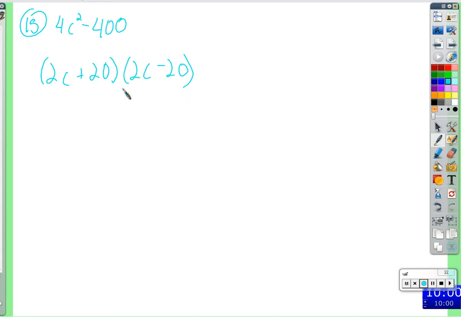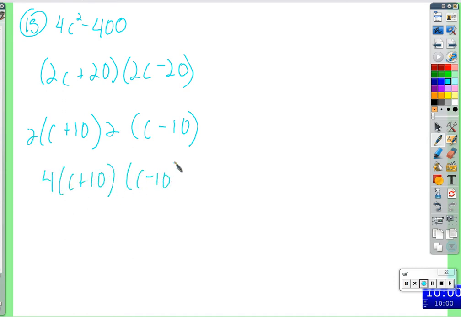Let's just cover this right one up for a second. What about this guy here? Do they have anything in common that we can factor out? We got a 2. There's 2 times c plus 10, right? And then for that one, do these have something in common? 2 as well. So this is 2 times c plus 10 times 2 times c minus 10. And then if we arrange things differently, we can put the 2 over here with the 2. It's all multiplication, doesn't matter the order. So 4 times c plus 10 times c minus 10.